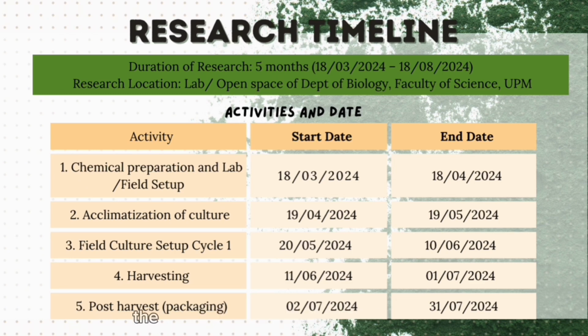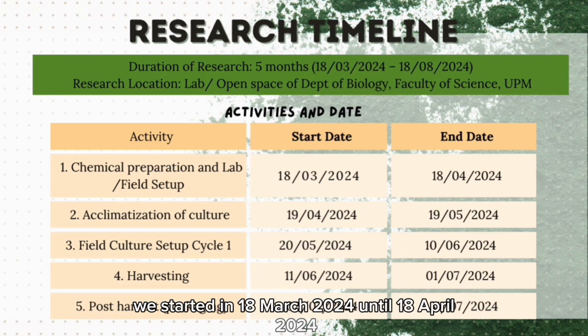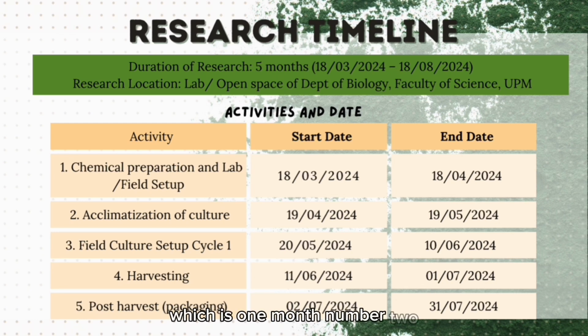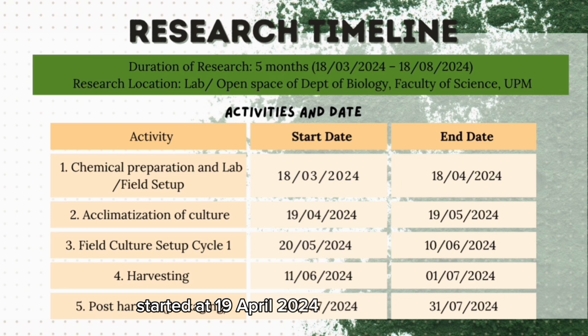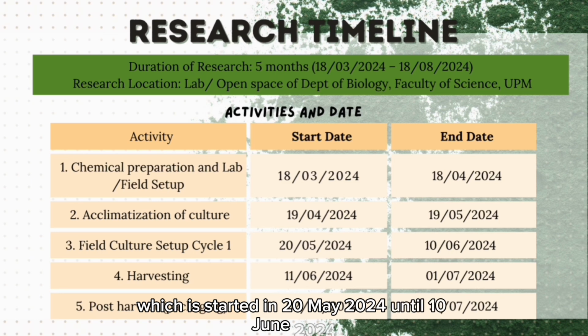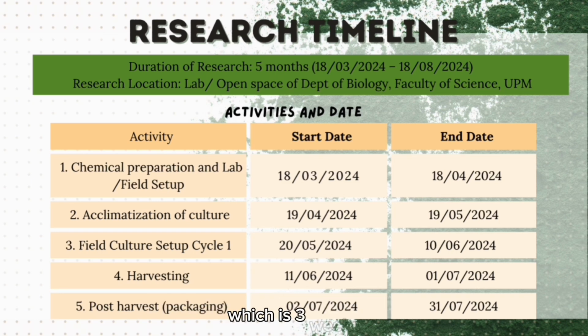Activity and dates. The activity we do is chemical preparation and lab or field setup. We started in 18 March 2024 until 18 April 2024, which is 1 month. Number 2 is acclimatization of culture, started at 19 April 2024 until 19 May 2024, which is 1 month. Feed culture setup cycle 1, which started in 20 May 2024 until 10 June 2024, which is 3 weeks.